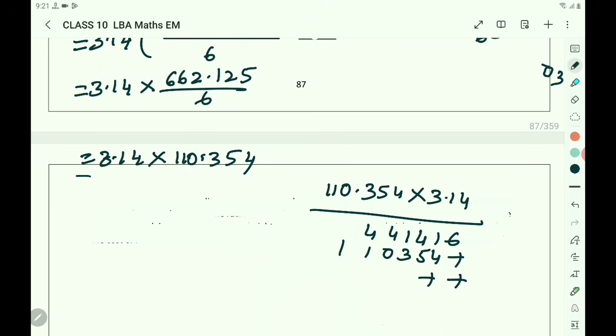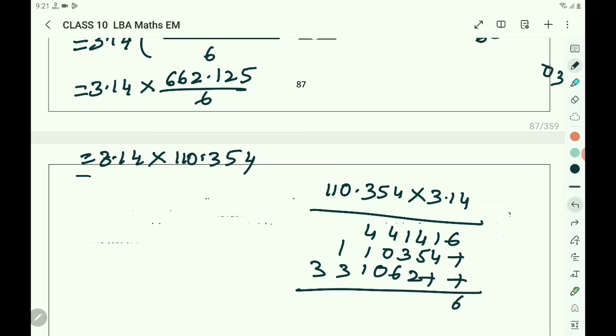Next 3 4s are 12. 1 carry. 3 5s are 15 plus 1, 16. 1 carry. 3 3s are 9 plus 1, 10. 1 carry. 3 0s are 0 plus 1, 1. Next 3 11s are 33.